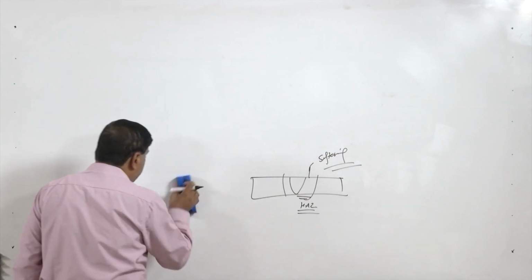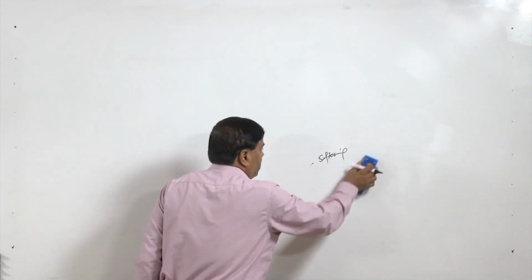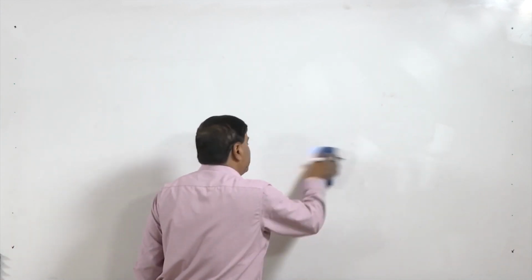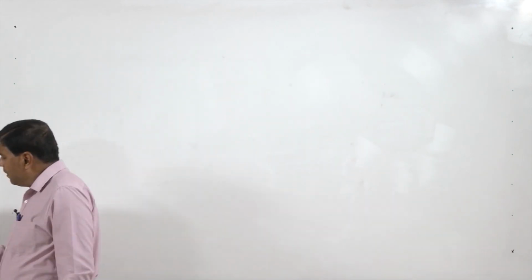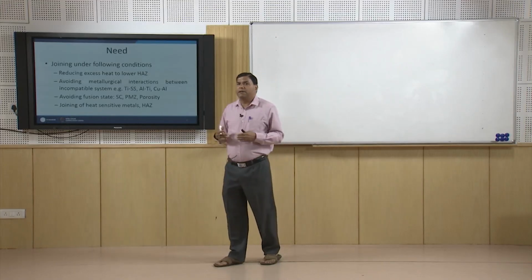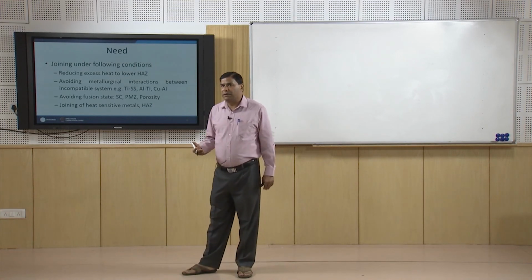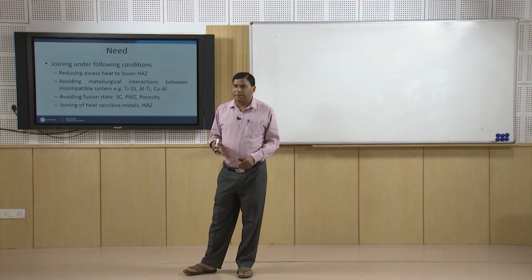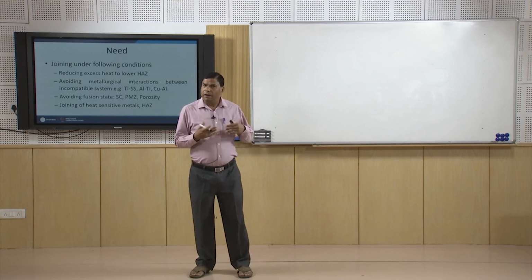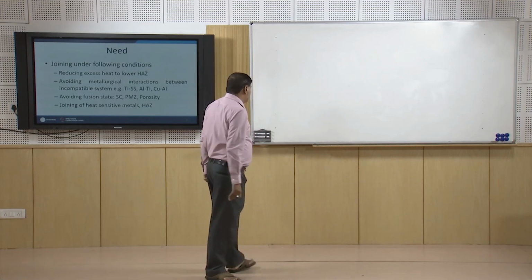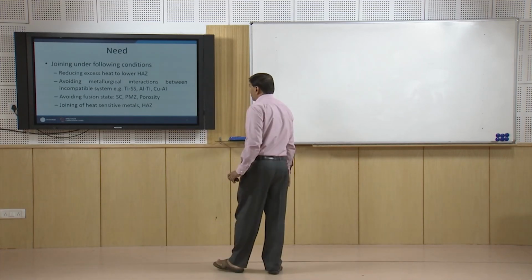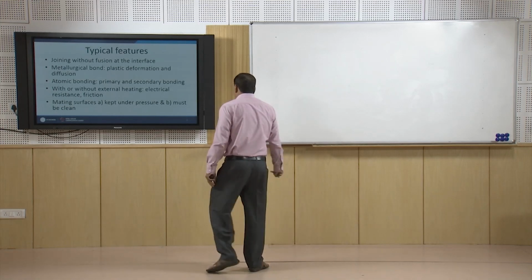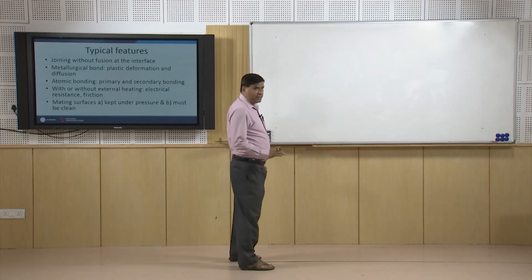So, it is always preferred to weld them either with minimum possible heat using the pulse GTAW, or develop the weld joints using the solid state joining process like friction stir welding, or similarly other kinds of joining processes of the solid state category. So, what are the typical features of the solid state joining process?